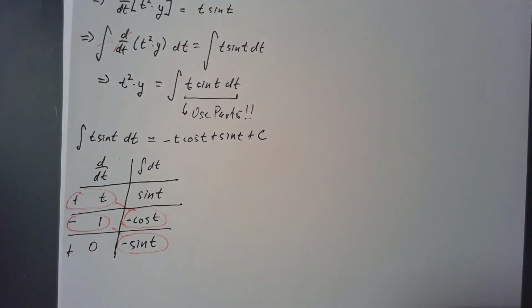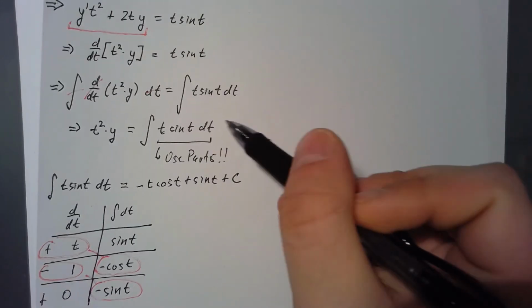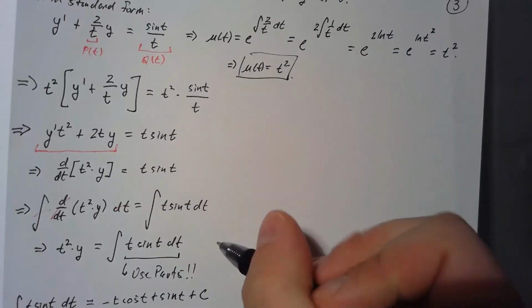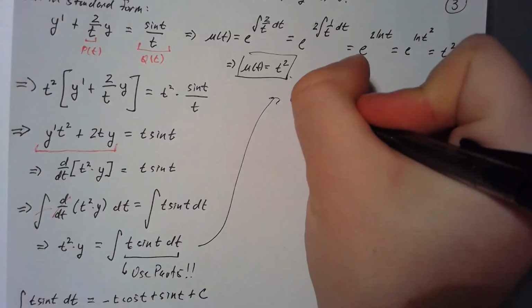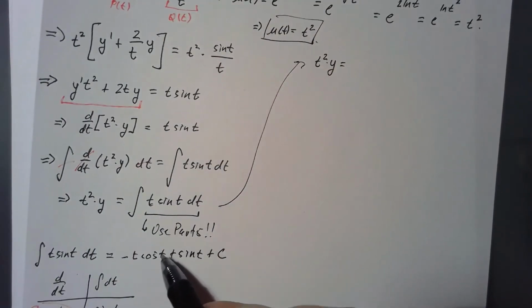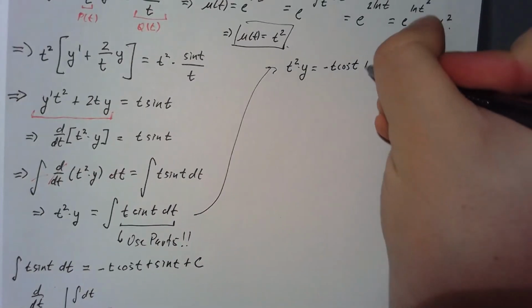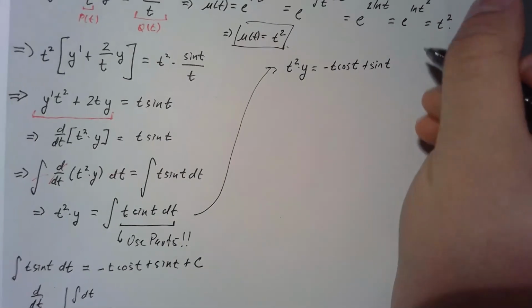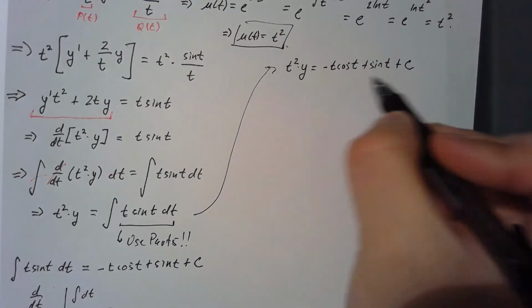Okay, so that's my integral of t sine of t dt. So now if I go back to my original problem, I'm going to replace this with this. Right, so now I have t squared times y, and that equals, what do we get here? We got negative t cosine of t plus sine of t plus c. Divide both sides by t squared.